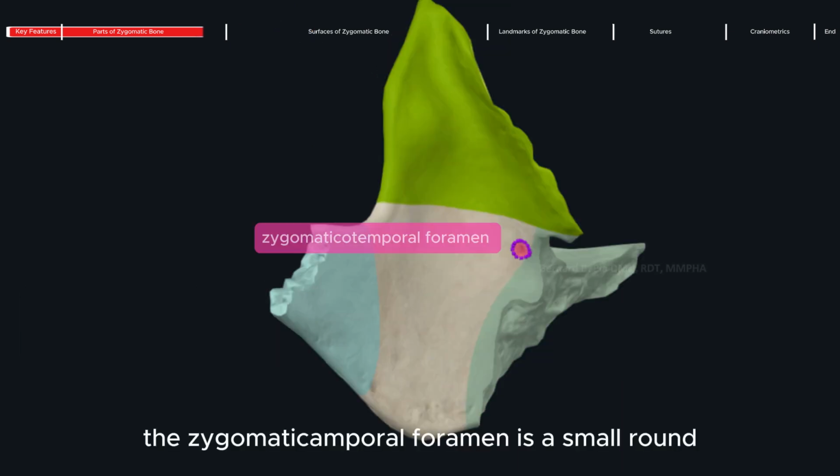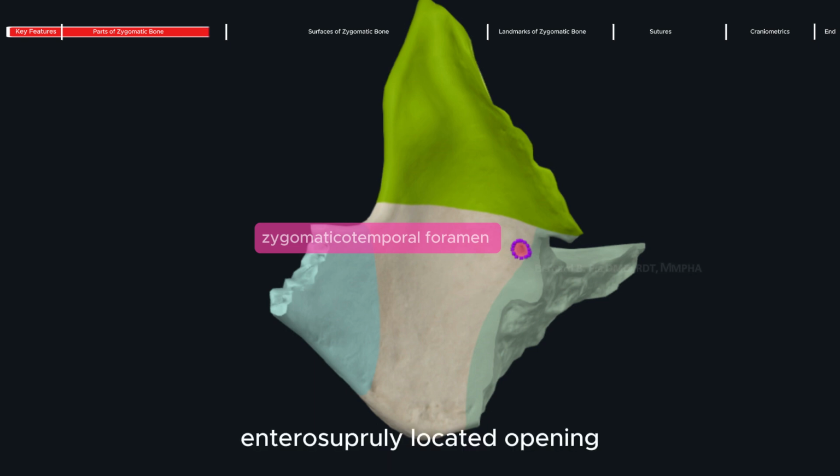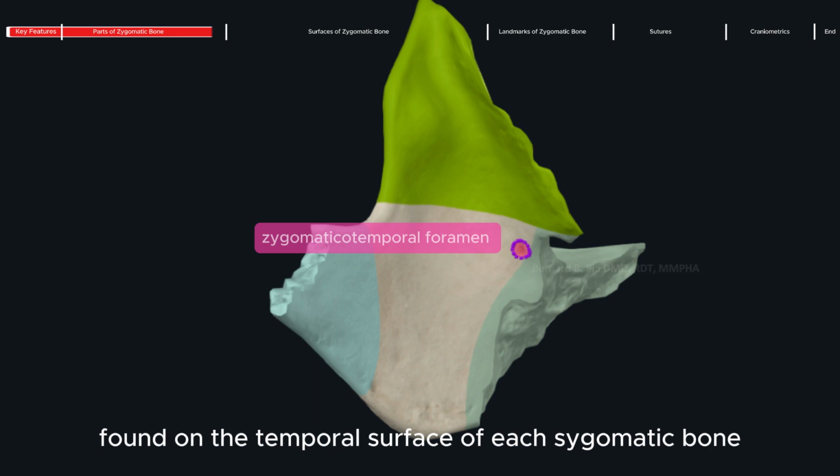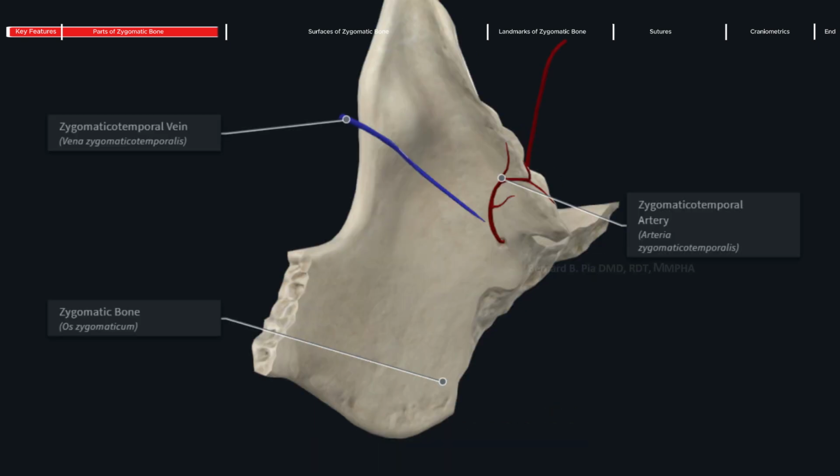6. The zygomaticotemporal foramen is a small, round, anterosuperiorly located opening found on the temporal surface of each zygomatic bone. It allows for the passage of the zygomaticotemporal artery and the zygomaticotemporal branch of the zygomatic nerve.